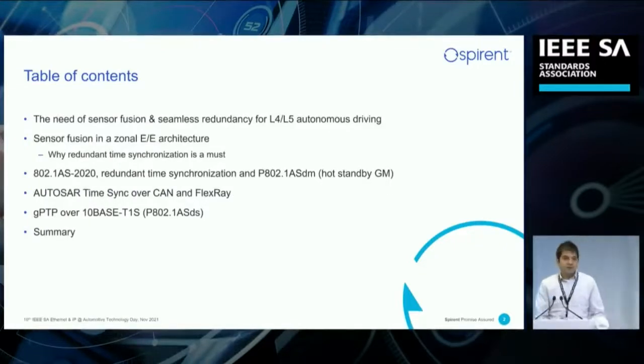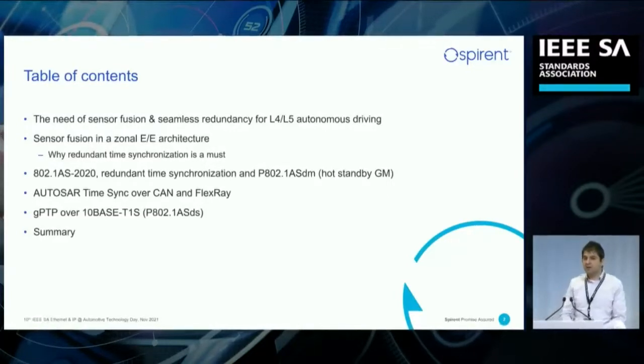I will briefly discuss why redundant gPTP, redundant time sync, is needed for advanced levels of autonomous driving, and why this is important, especially in a zonal EE architecture. Then I will briefly touch on the new developments: the existing features in 2020, the missing links there, and what is being done to close those gaps to have fully redundant time sync.